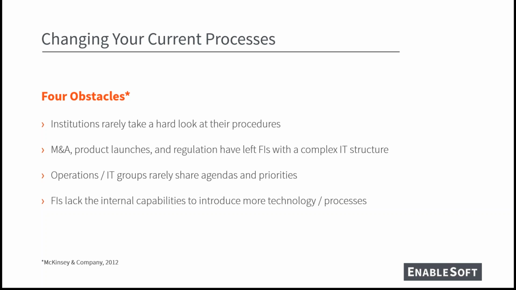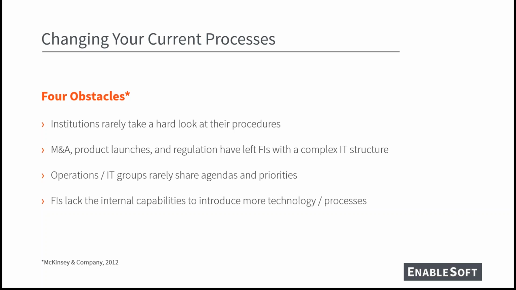So here at EnableSoft we looked back at a survey that McKinsey & Company conducted in 2012. They interviewed something like 500 different financial institutions, and they talked to them about why it's often so difficult for financial institutions to change their current processes. And again, in this case, we're talking about fee assessment processes, but why is it so hard for them to change their current processes, to adopt a new technology, even if it's an enabling technology, a technology that might make things easier for them? What are those obstacles to change? And they found these 4 reasons.